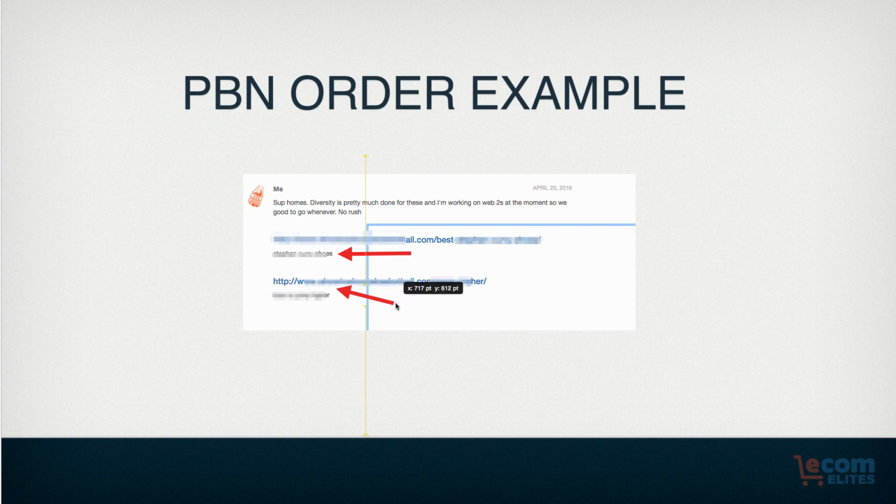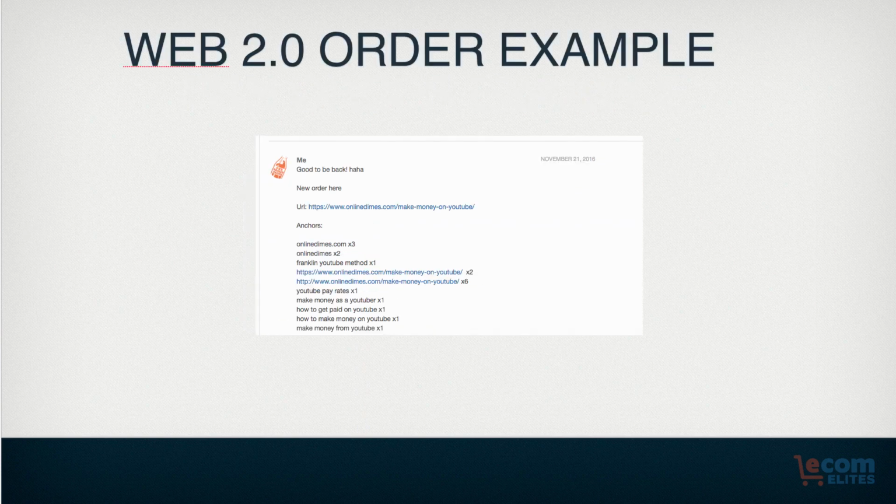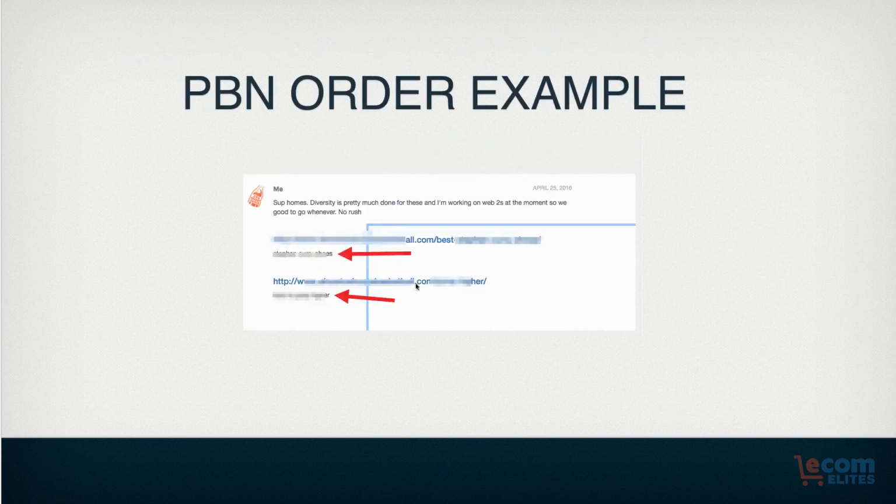So Web 2.0s and private blog network links. Main keywords for these, LSI keywords, your general keywords, your URLs for this. And sometimes it's a good idea just to throw the main keyword in once or twice because sometimes all you need is Web 2.0s to rank. Okay? And then the main PBN links here.